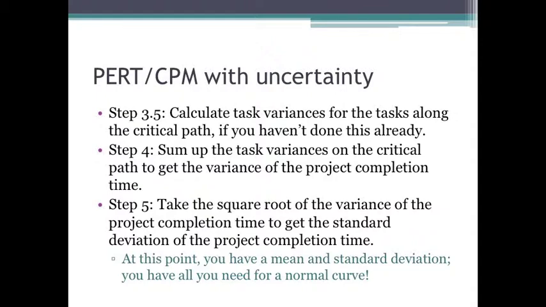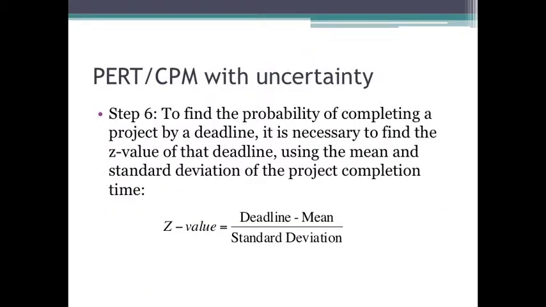Once you have the standard deviation of the project completion time, you have a mean and standard deviation. You have your normal curve. And as mentioned, you can do a lot of things with a normal curve. So, once you have that normal curve, you can find the probability of completing a project by a deadline. In other words, find where a particular point is on that normal curve. To find the probability of completing a project by a deadline, you find the z-value for that deadline. So you calculate the z-value. It's just the deadline minus the mean, that difference, all divided by the standard deviation.